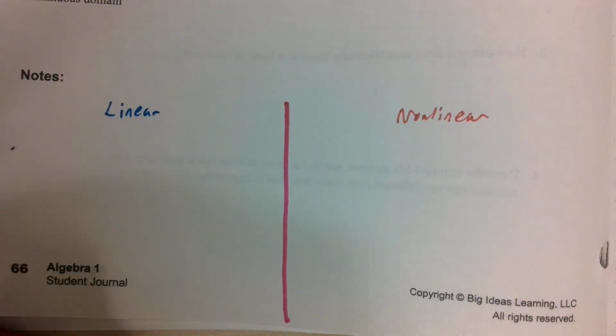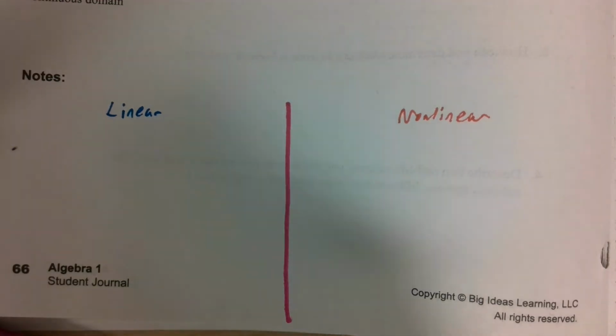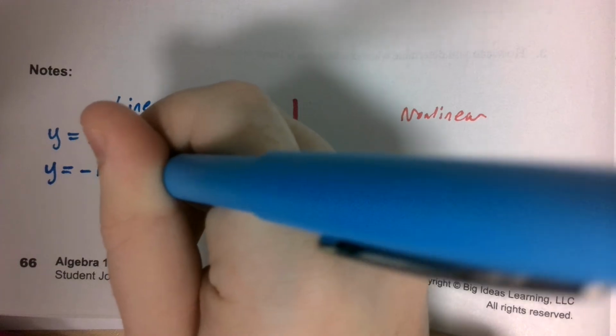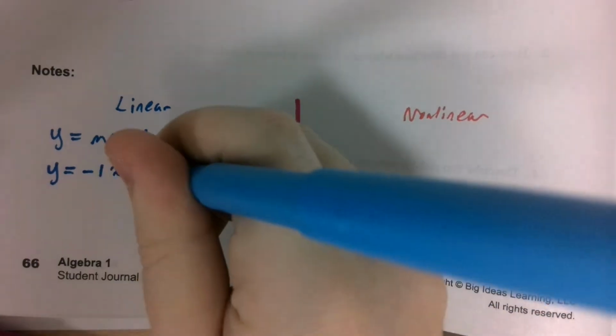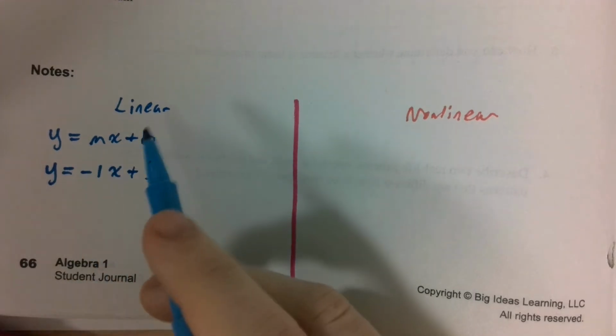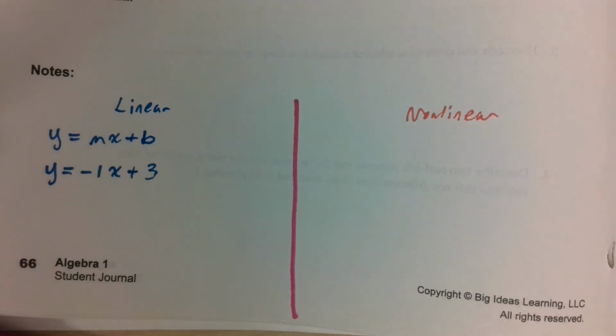So as a reminder, we want everything to be able to be rewritten as y equals mx plus b in order for it to be linear. So let's think about this one. Is this linear? Well, yes. M is -1, b is 3. It can be rewritten in this way. That's perfect.